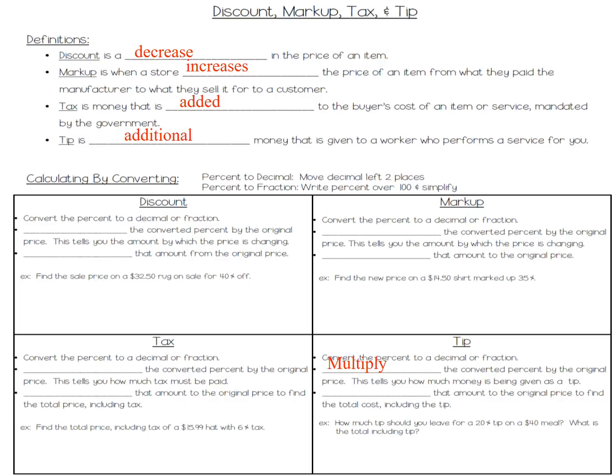So when we talk about discount, you convert the percent to a decimal or fraction. Then you multiply the converted percent by the original price. This tells you the amount by which the price is changing. Then you subtract that amount from the original price.